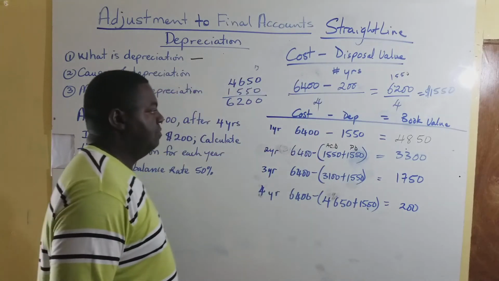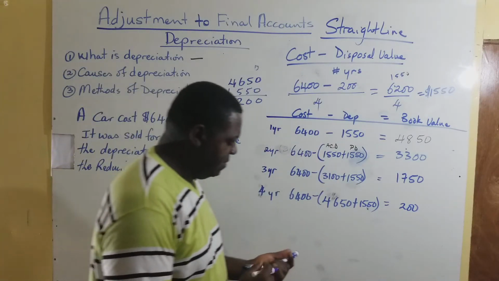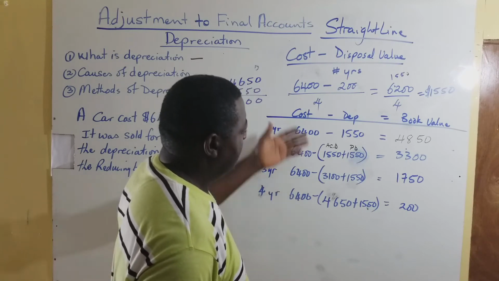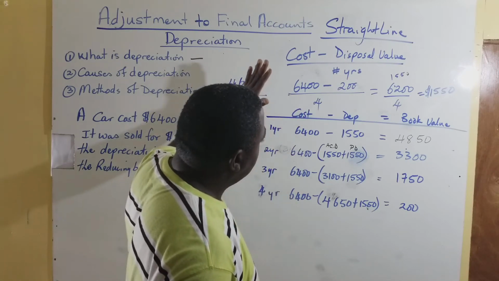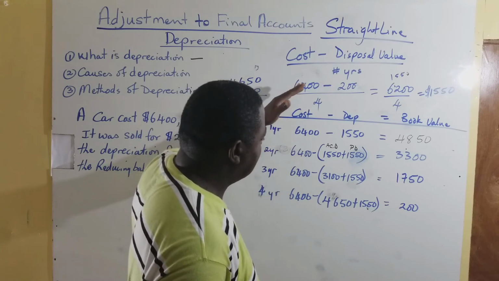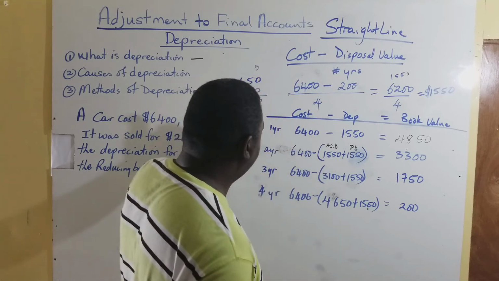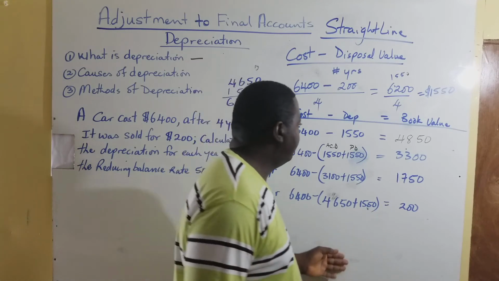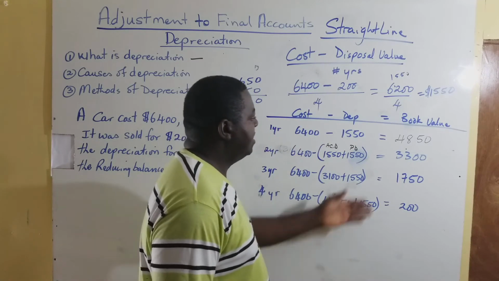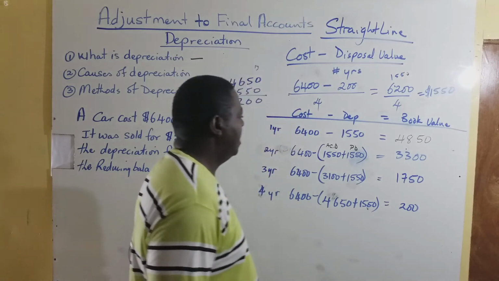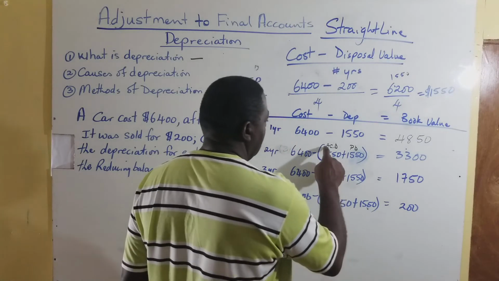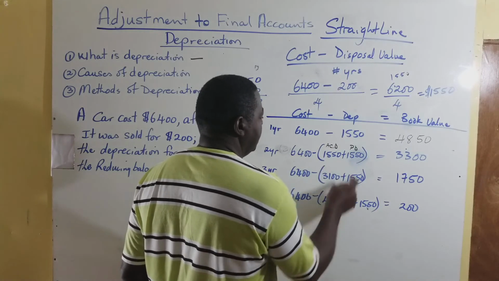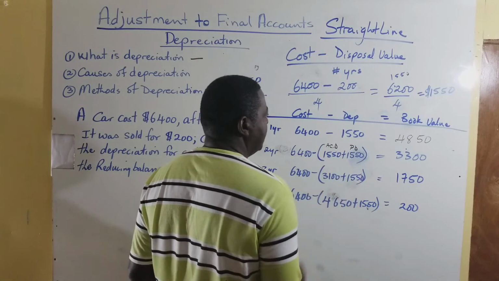Alright? So, basically, it may take a little while and quite a bit of calculation, but it shows the spread of how the asset is depreciated over the 4 years in a table format. And these are the book values. Again, these are referred to as the accumulated depreciation, and these are the current depreciation.